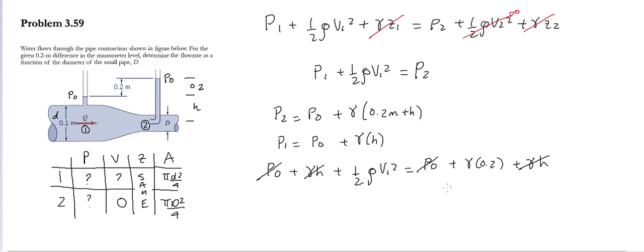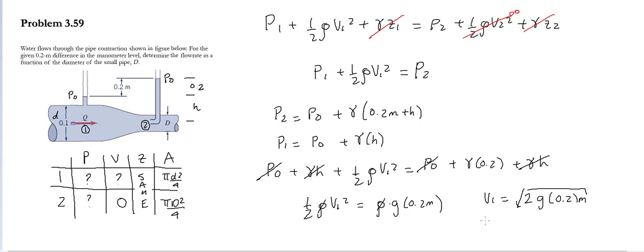So at the end, what we get is that 1/2 rho V1 squared is equal to rho times g times 0.2 meters. Notice that the density cancels out, and we're able to solve for the velocity. V1 is going to be equal to the square root of 2 times g times 0.2 meters, and the value of this is going to give us 1.98 meters per second.